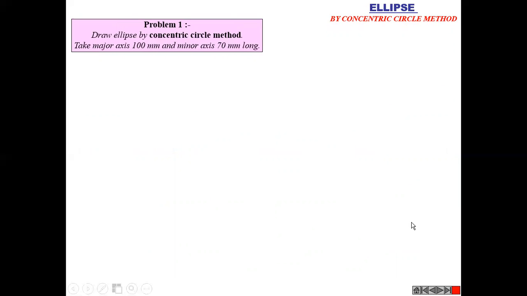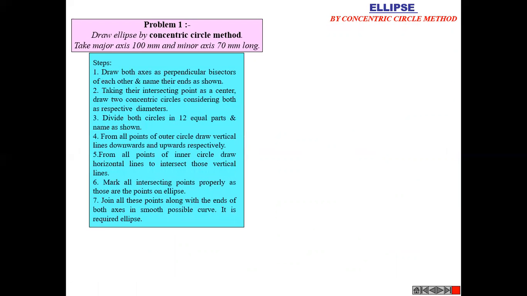Okay, we'll see one problem on the concentric circle method. First of all, I read the problem: draw an ellipse by the concentric circle method. Take major axis 100 mm and minor axis 70 mm long. So they are clearly mentioned here. Measure the length of major axis and minor axis. Now, step 2, draw the ellipse by the concentric circle method.